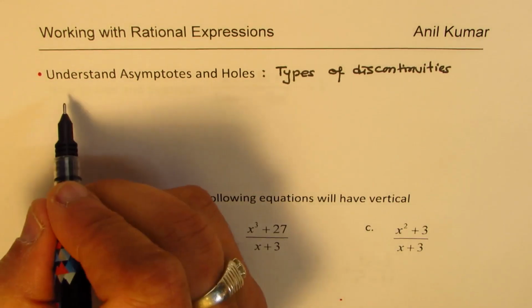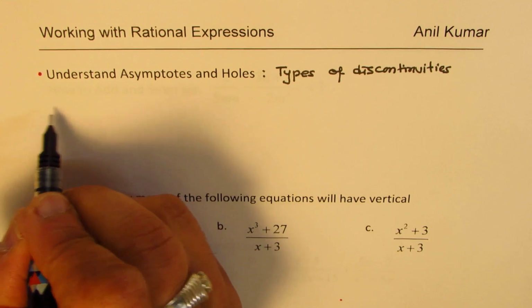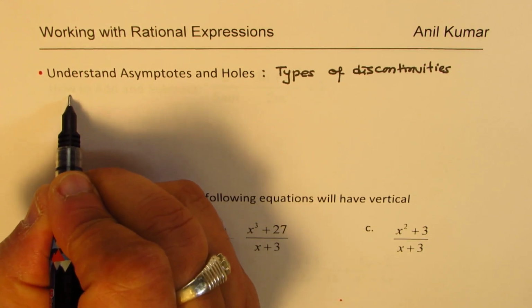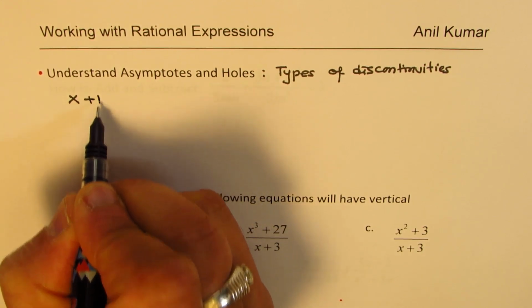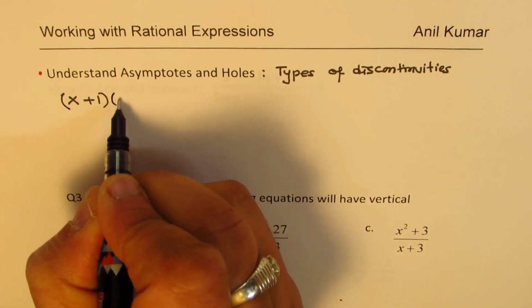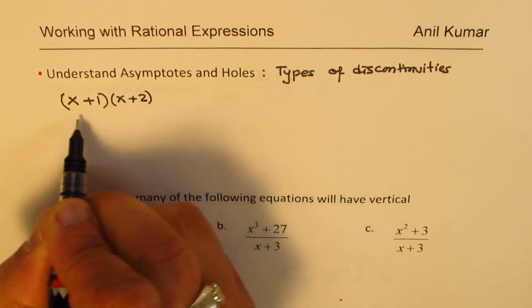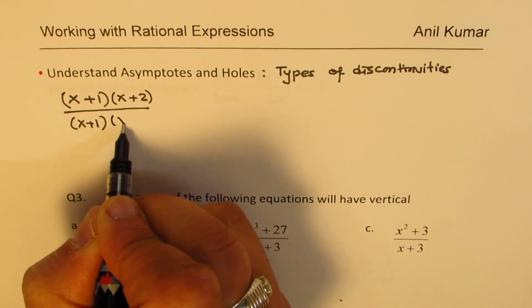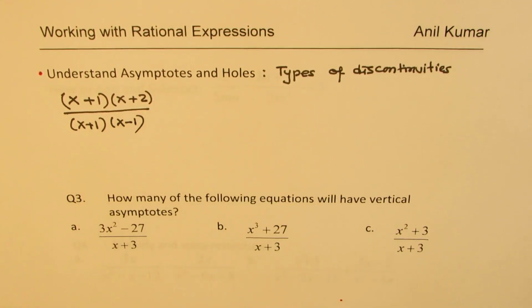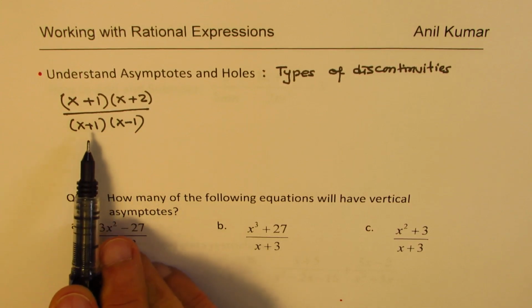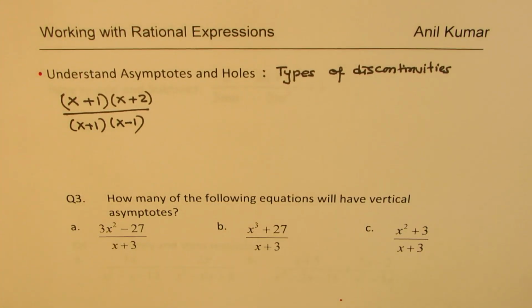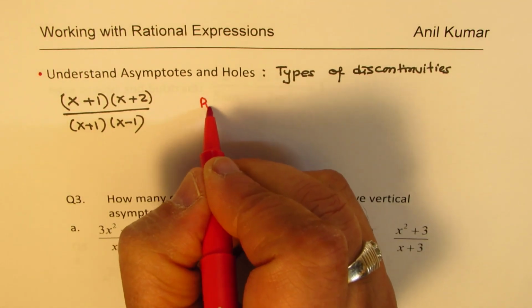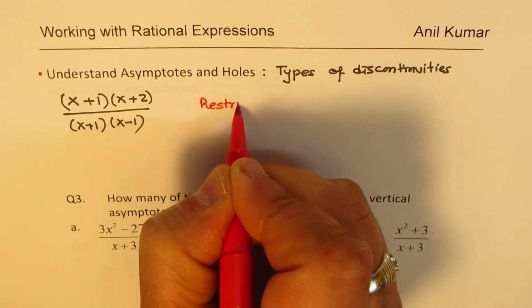So the concept here is, as we said, a rational expression could be written as a ratio of polynomials. Let me write down one polynomial as x plus 1, the other one as x plus 2, and let me divide this by x plus 1 times x minus 1. Now as soon as I write like this, we know we have restrictions, right? So we say, well, this polynomial has restrictions. And what are the restrictions?